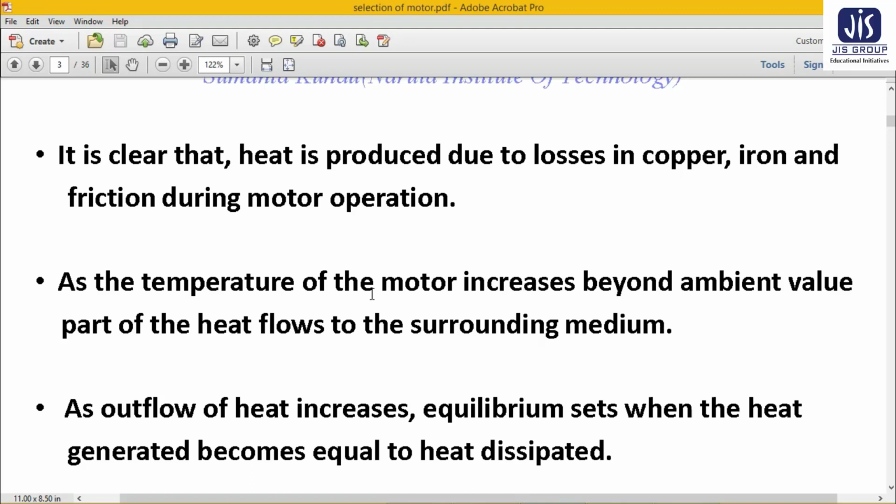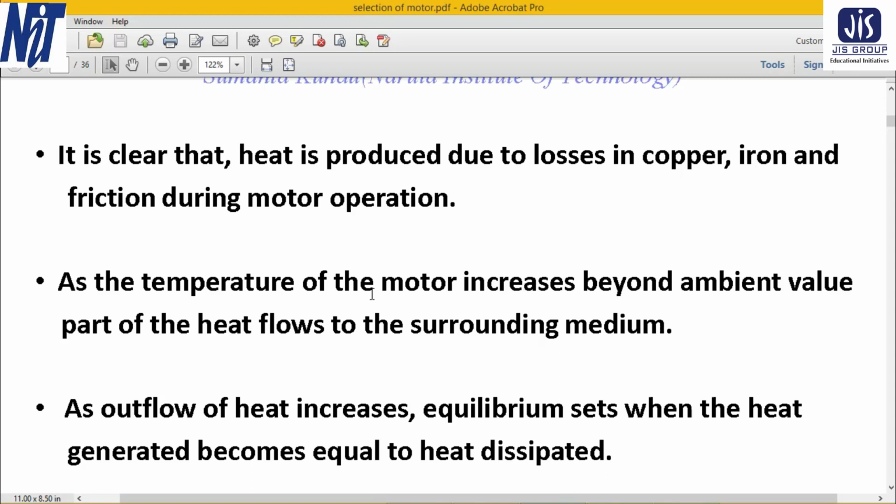Now, as the temperature of motor increases due to this heat generation, after certain time it will cross the ambient value. Okay, so now it will cross the ambient value, so it will try to dissipate its extra heat to the surrounding medium. As a result, when the outflow of heat increases, the more the temperature rise, the more outflow of heat will happen. Equilibrium sets when the heat generated becomes equal to the heat dissipated.